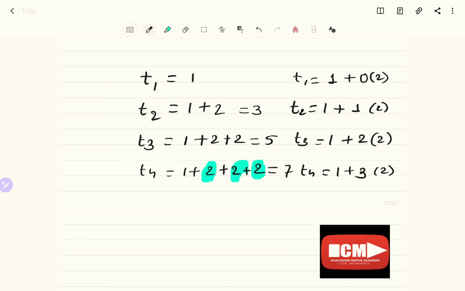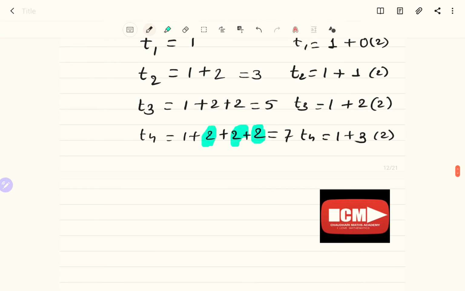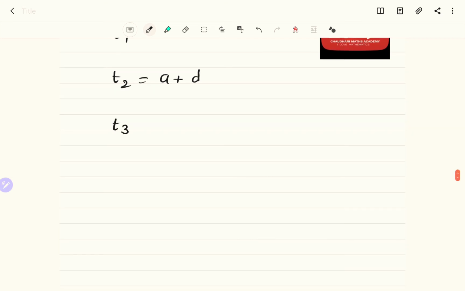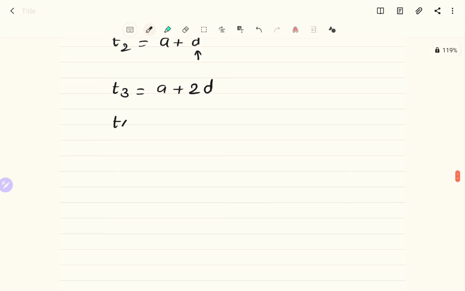Here I am mentioning this in the form of symbols. The first term of the arithmetic progression is A. If you want the next term, simply add the common difference to it and you will get the next term. If you want the third term, add one more D to it, that is 2D, and you will get T3. If you want T4, add one more D to it, and you will get 3 times D. If you want T5, the answer is A plus 4D.